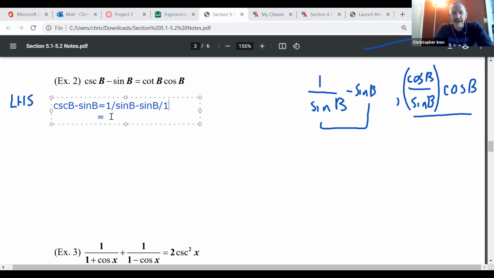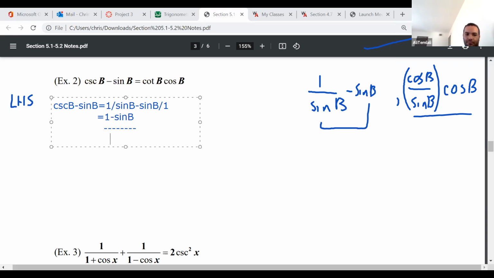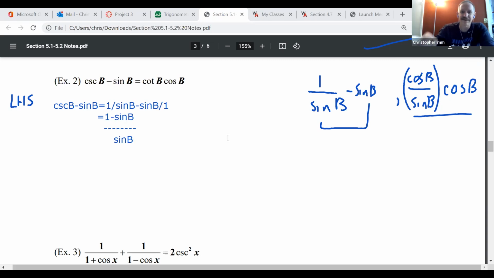So if I get these both over sine b, the first one's there, right? It's 1. The second one, I have to multiply by sine b in the numerator and sine b in the denominator, right? So I'm going to have sine squared b all over sine b. Don't worry, I haven't forgot about the square yet. I'm just going to have to change my pen now. Okay. All right. There we go.